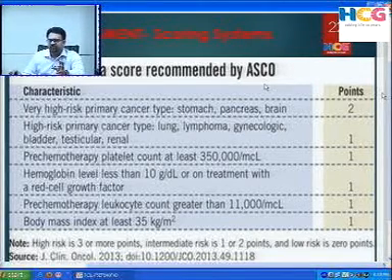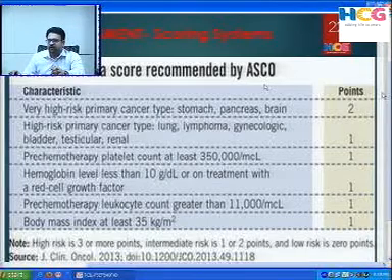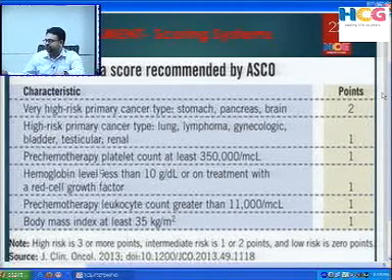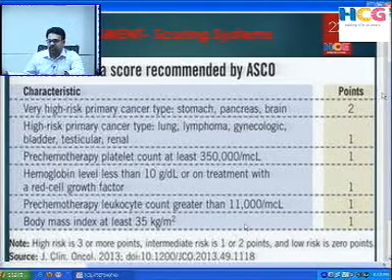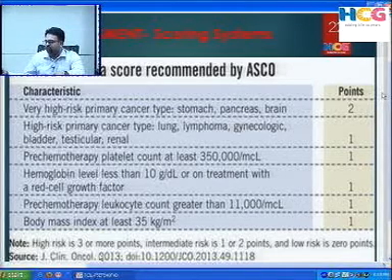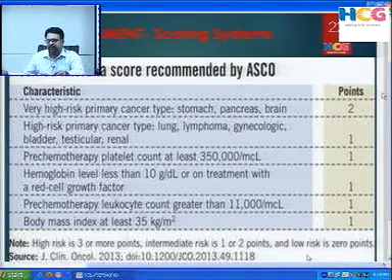It is a 5-point scale which sees the cancer type, the pre-chemotherapy platelet level, the hemoglobin level, the leukocyte count, and the BMI of the patient. When the score is 3 or more, the patient is at high risk of developing VTE. 1 or 2 points translate to intermediate risk, and the patient is having low risk when the patient has 0 total points.